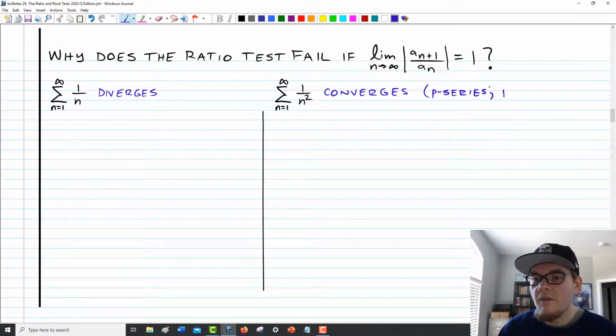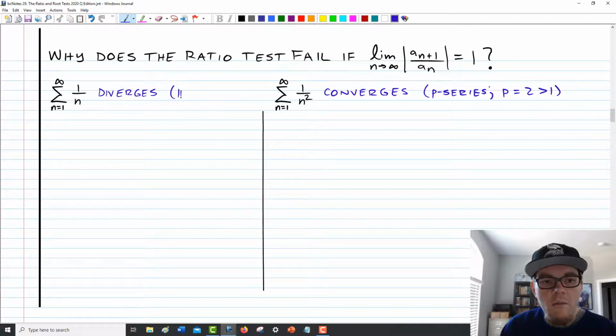Here, how about I do that? I feel like I should do this. P equals 2 is greater than 1. On this side, I'll write harmonic. So there's where we are. We have two series.